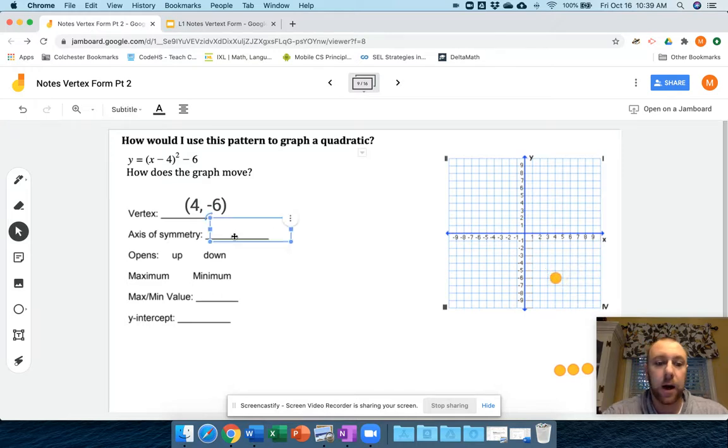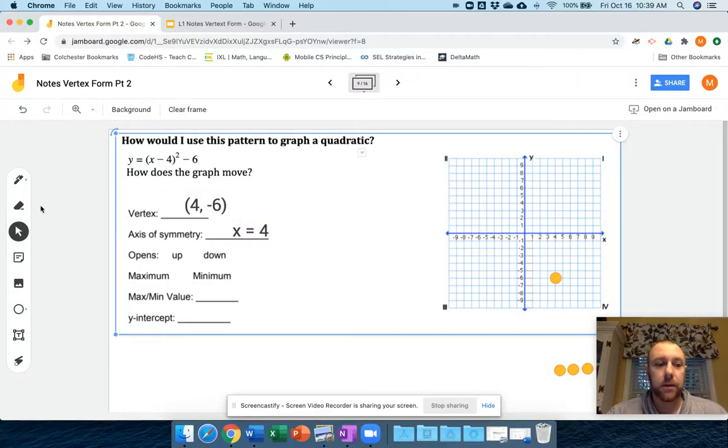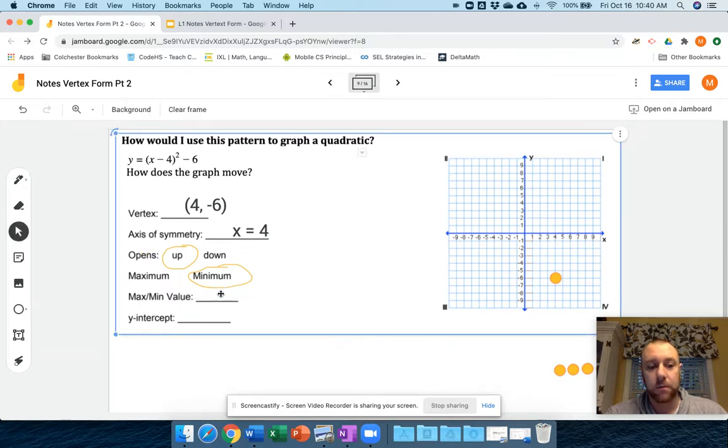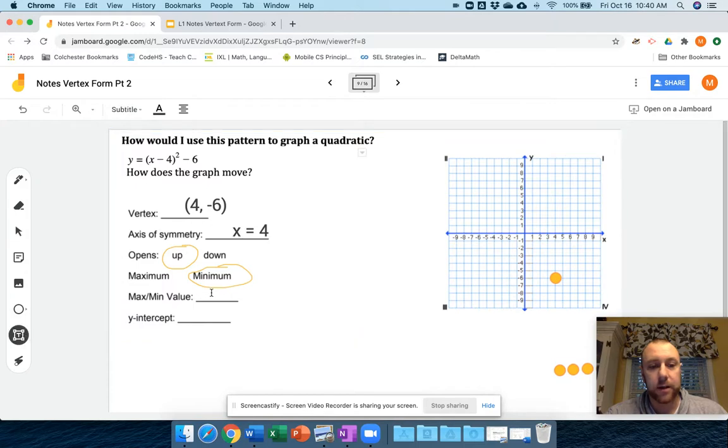My axis of symmetry, just to remember, is the equation. If I look at the a value, it's going to open up, because the a is positive. That means it has a minimum. The minimum value for this is going to be -6. It's the y value. And my y-intercept, I'm actually going to skip this right now because that comes in more when we have the standard form.